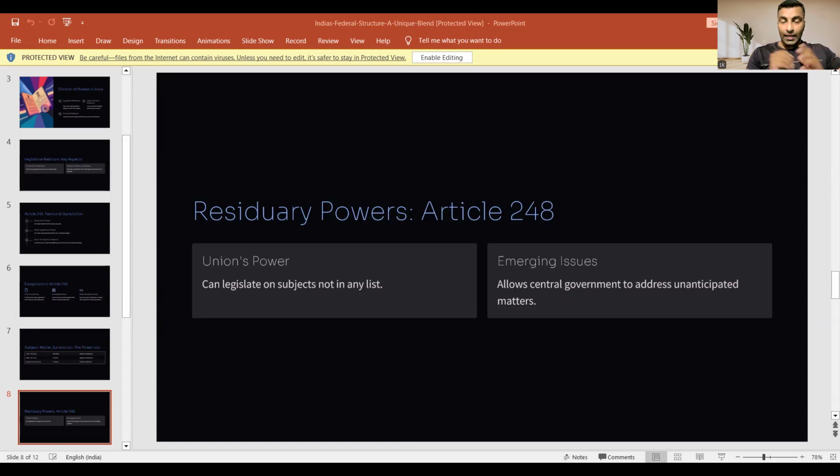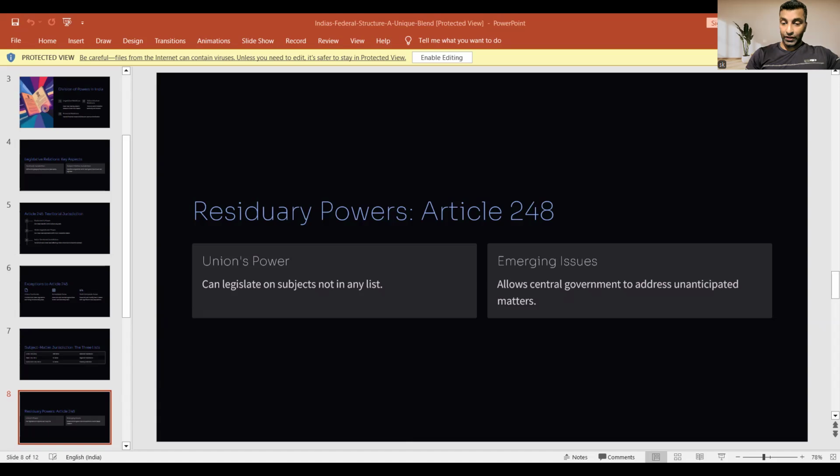Now this ensures that central government can legislate on emerging issues, new issues which are coming, which is not mentioned in any of this, that may not have been anticipated when the constitution was written. At that point of time, see, the society is evolving, new issues will come, new legislations need to be passed. So it may not be clearly defined. So whenever some new issue is coming, who has that residuary power? It is the center.